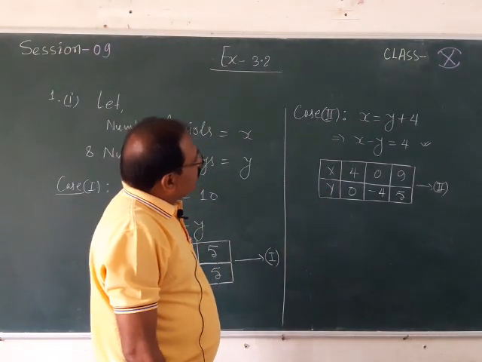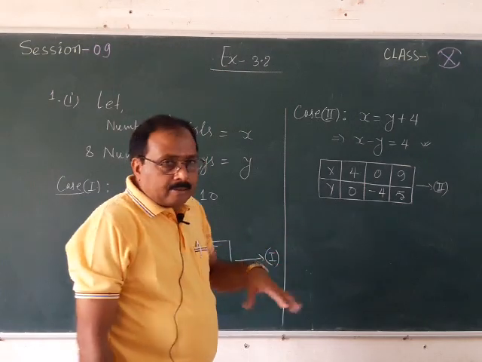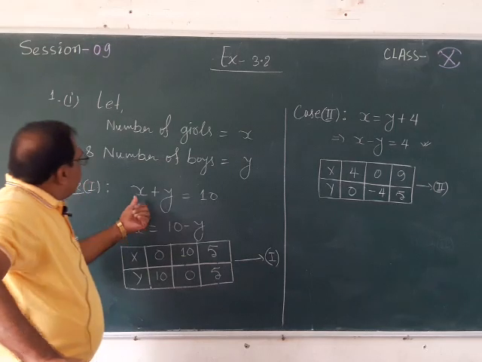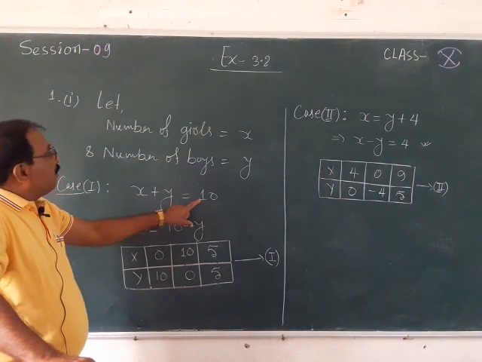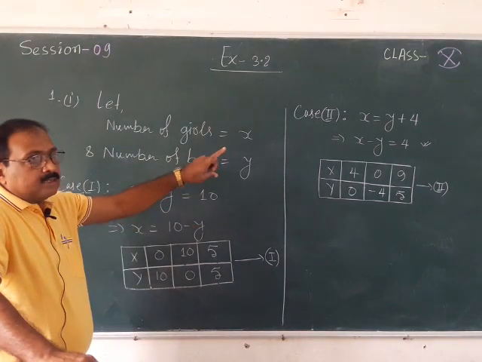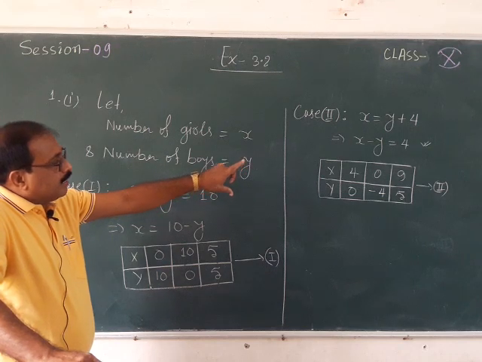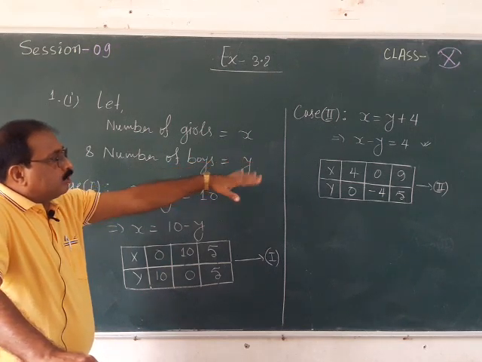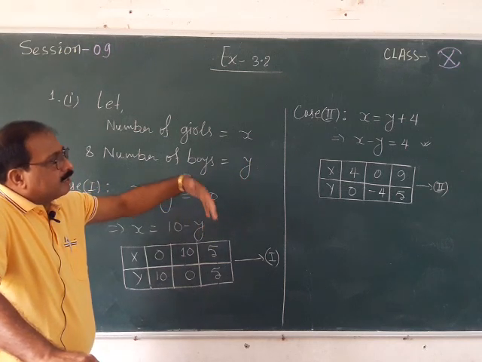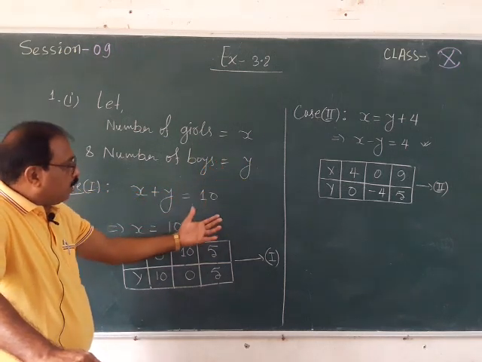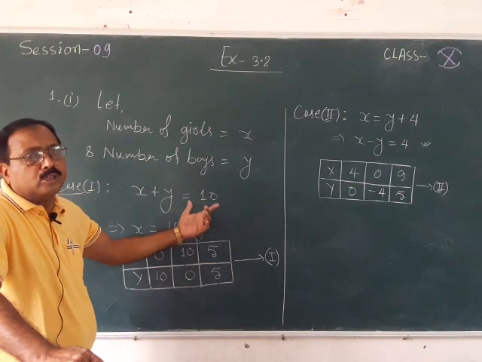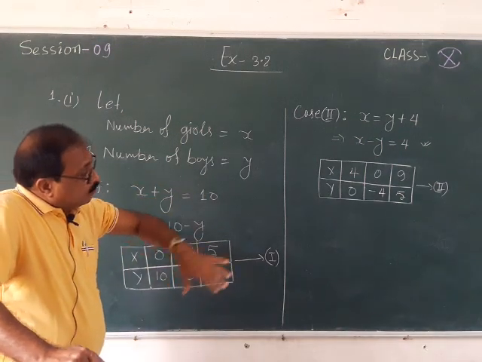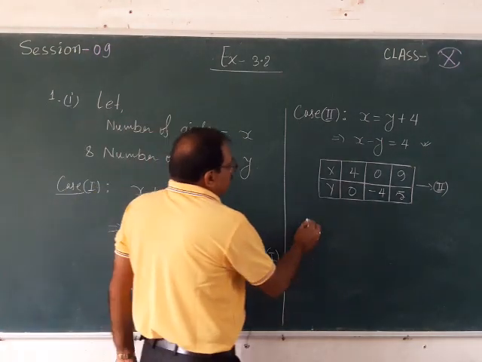So here you can see the algebraic representation for this equation will be x plus y minus 10 equal to 0, and for the second equation you can write x minus y minus 4 equal to 0. That is the standard form of the two equations, but it is not written in the standard form yet. You need to write it at last, or you can write it there also.